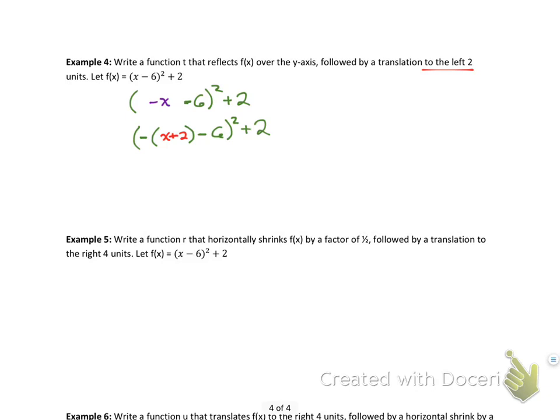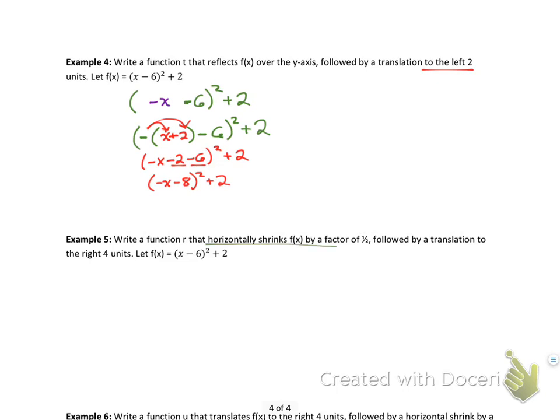We know that. Now there is something to distribute. We have to distribute that negative, and then we have to combine like terms. So we get (-x - 2 - 6)² + 2. Can you combine multiple steps into one? Absolutely. Just make sure you do it correctly. Negative 2 and negative 6 make a negative 8. So remember, more negatives make it more negative. And that's the answer.